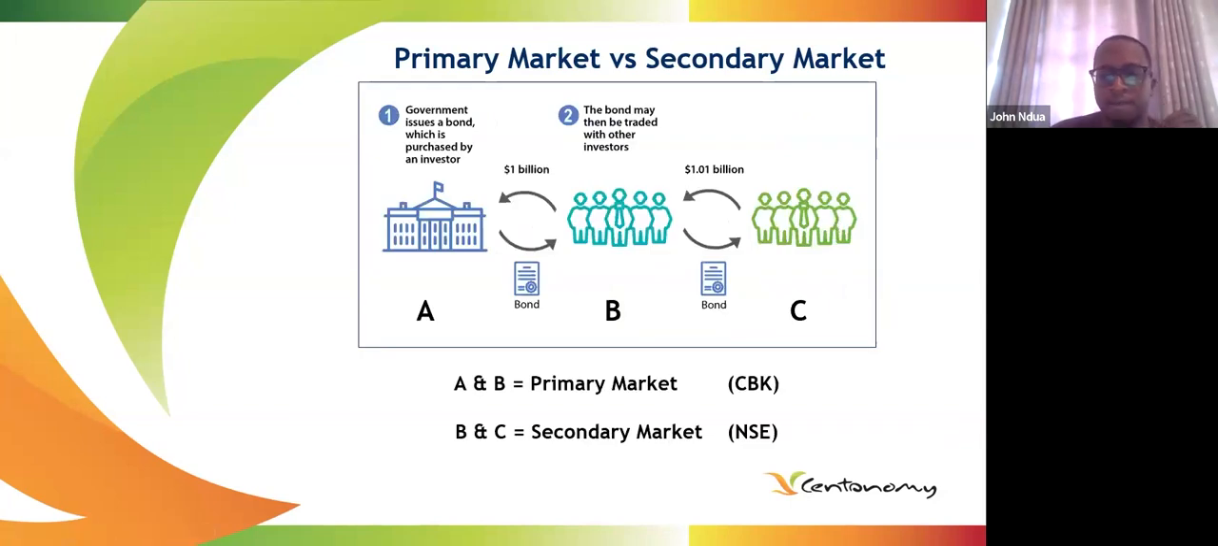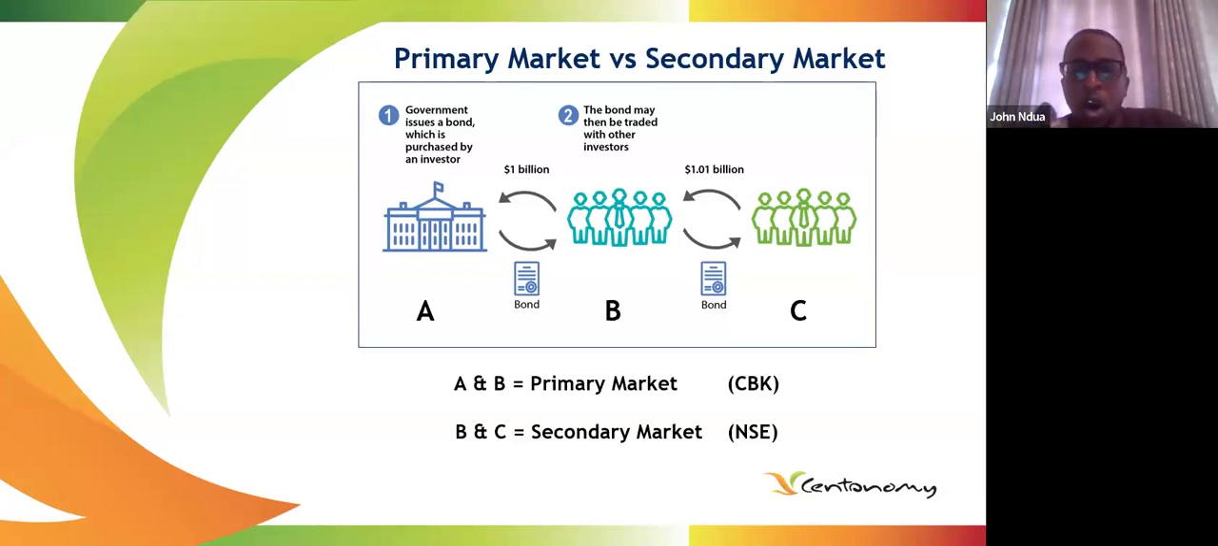So in scenario A and B, those are the people transacting. A is the government, B is now the initial investors. The government issues a bond to collect 1 billion. So investors give the government 1 billion and the government issues the bond. So what is the bond exactly? The bond is basically a contract that says the government collected 1 billion from you and they're supposed to pay 10% of that 1 billion for the next 5 years. So that is a contract. That's what the bond is.